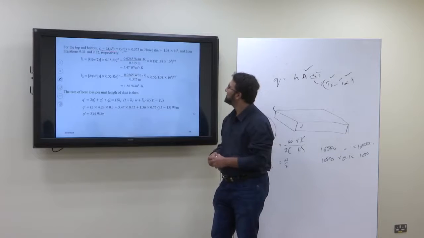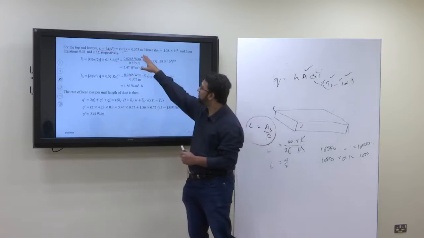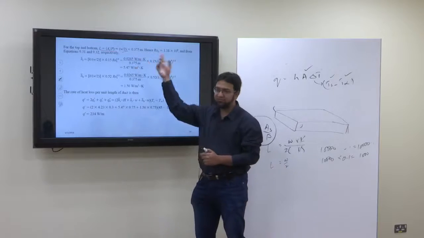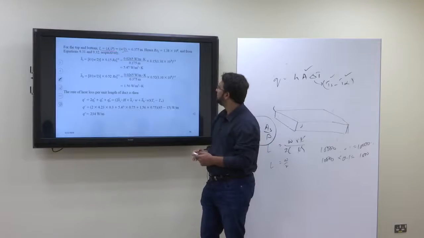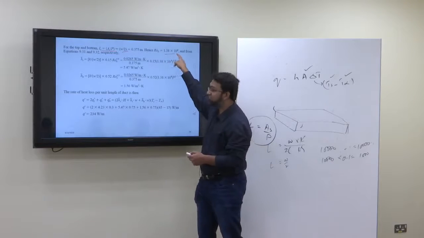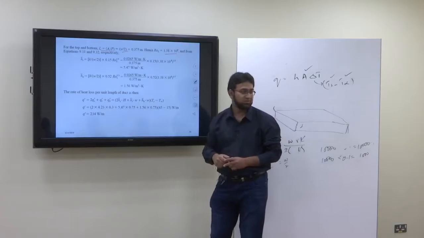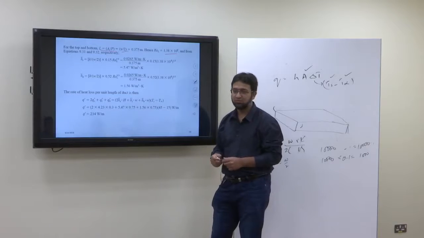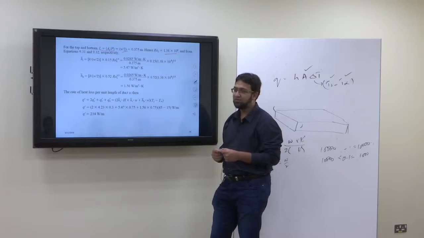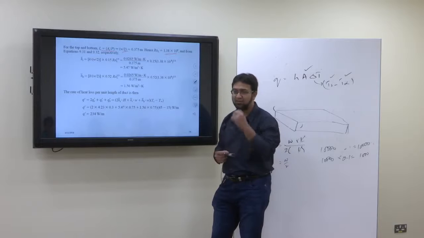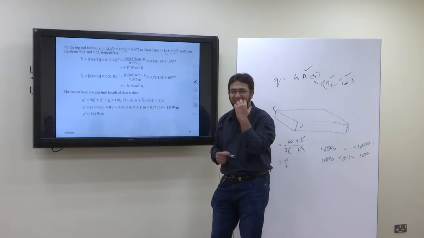Okay. So now if we know L, we can again find the Rayleigh number. The Rayleigh number here will be 1.38 into 10 to the power 8. So what do you think? Laminar or turbulent? 1.38 into 10 to the power 8. Laminar or turbulent?